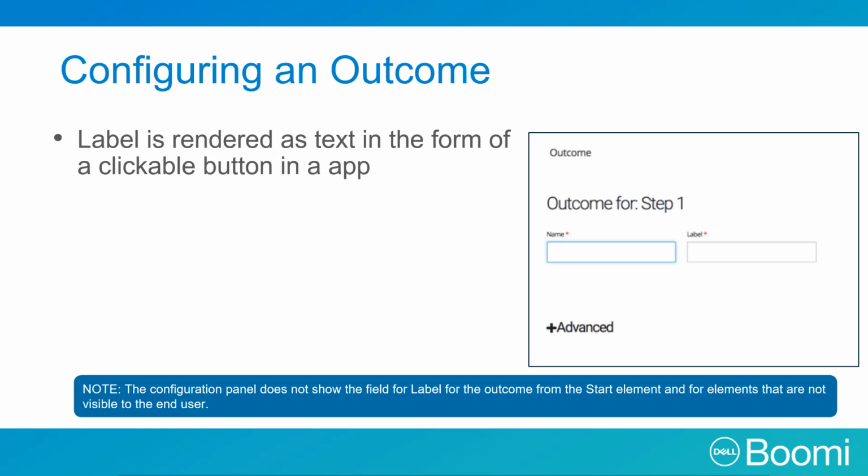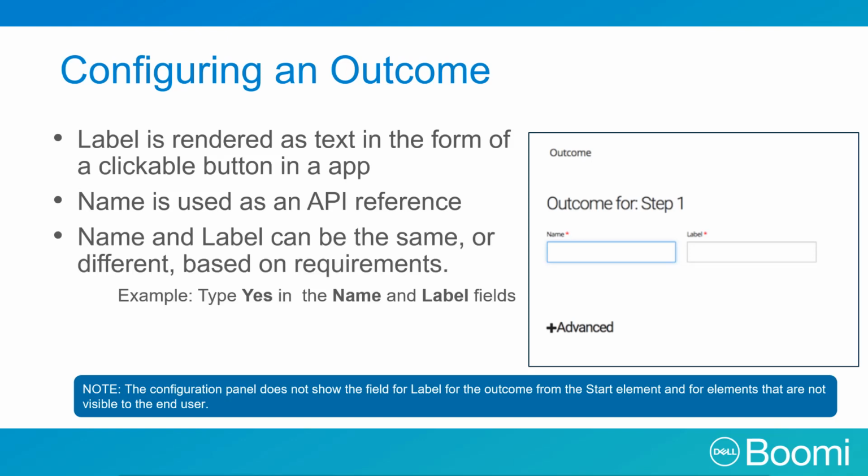As mentioned before, outcomes coming from step or page elements will render as clickable buttons. Therefore, there will be a labeled text box shown when creating outcomes of this kind. The label is one way to look at an outcome you're creating and know if the outcome will be rendered as a clickable button. The entry that you make in the name text box is used as an API reference. The name and label entries for an outcome can be the same or different based on your requirements. Outcomes can also be moved by dragging them to point to a different element.